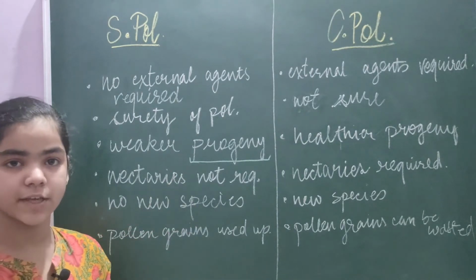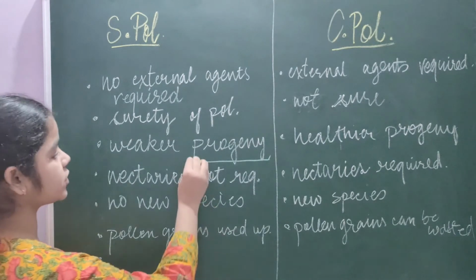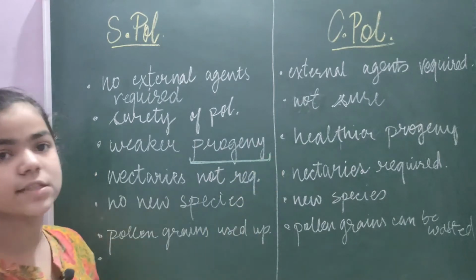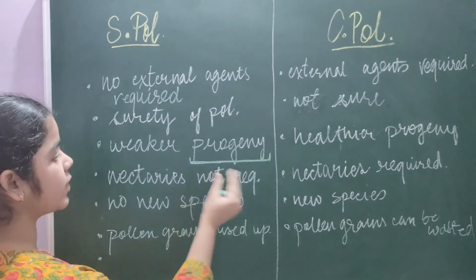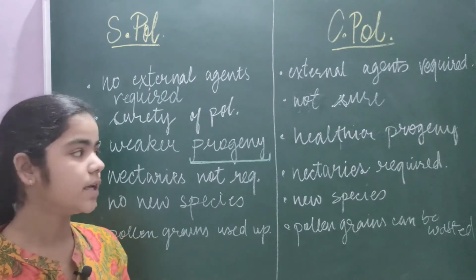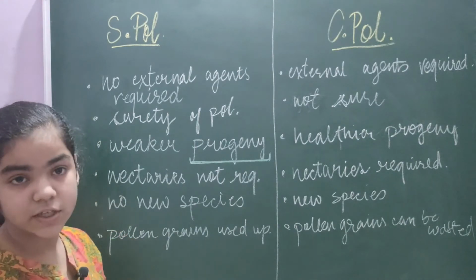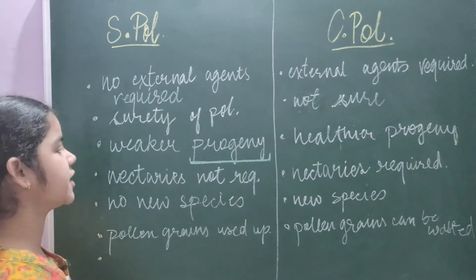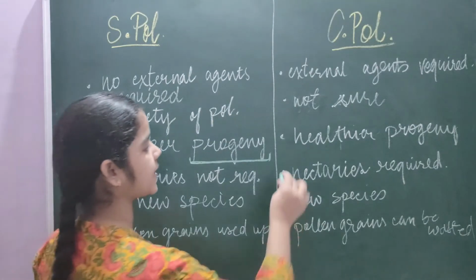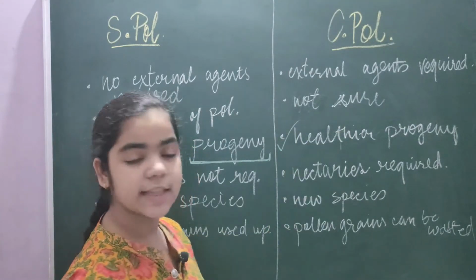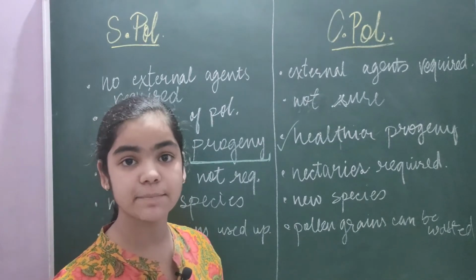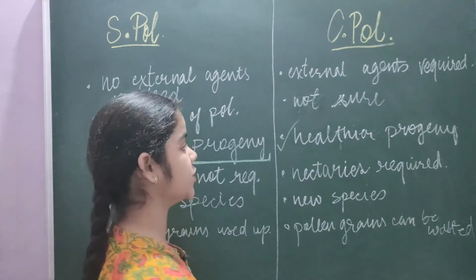Progeny simply means the young ones. So when it comes to the progeny, the environmental conditions are not the same all the time. So when the new one comes, maybe it could not adapt to the new temperature, the new environment. So it is often that the progeny is weak. But when it comes to cross-pollination, the healthier progeny is formed. They are healthy enough to adapt to the environmental changes.